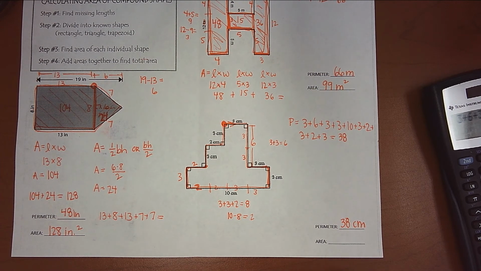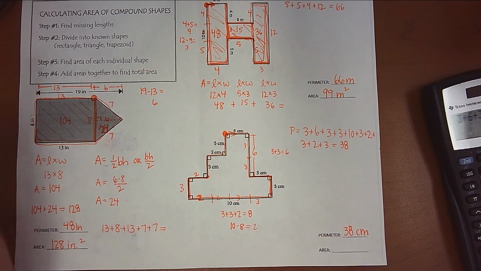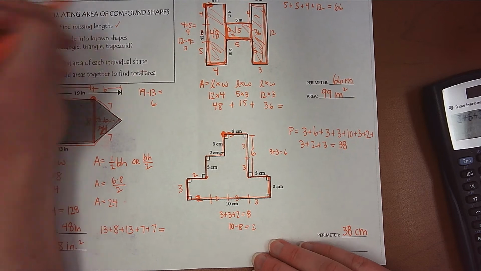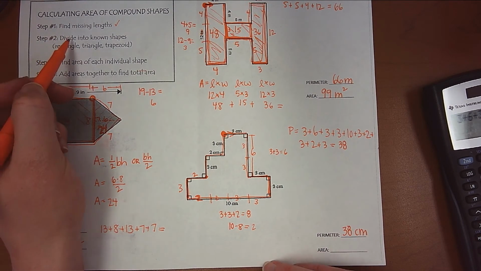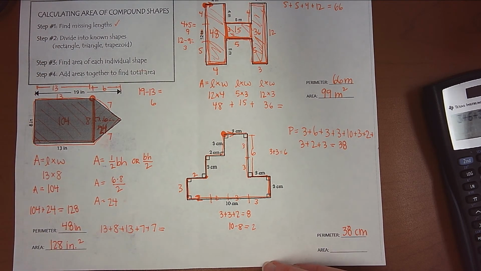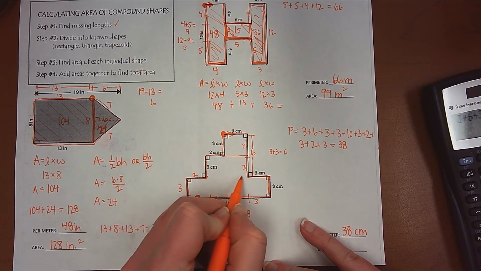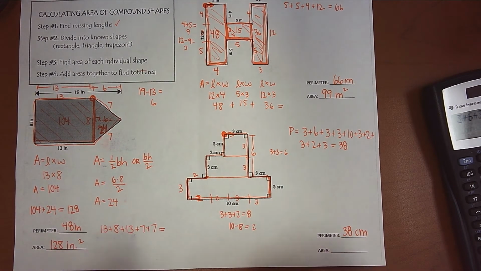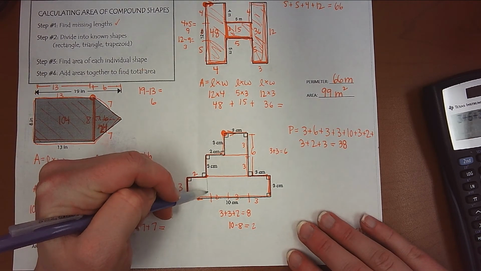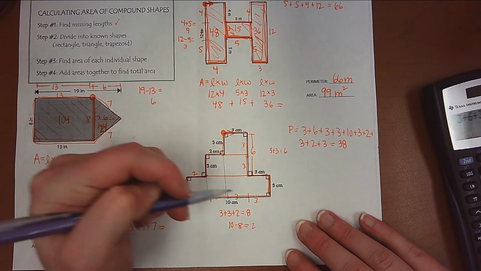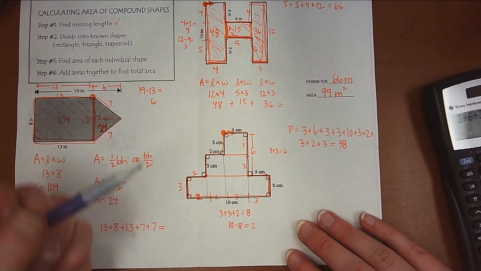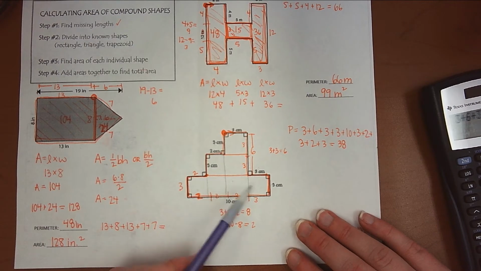Then to find area, I'm going to use my steps. We've already found missing side lengths. Divide it into known shapes. Again, I'm going to divide it into the least amount of shapes that I can. And so I'm just going to divide it here and here. You could have also divided it into 3 shapes by dividing it coming down. We could have done here, here, and here. However, instead of 3, we would have had 4 rectangles.